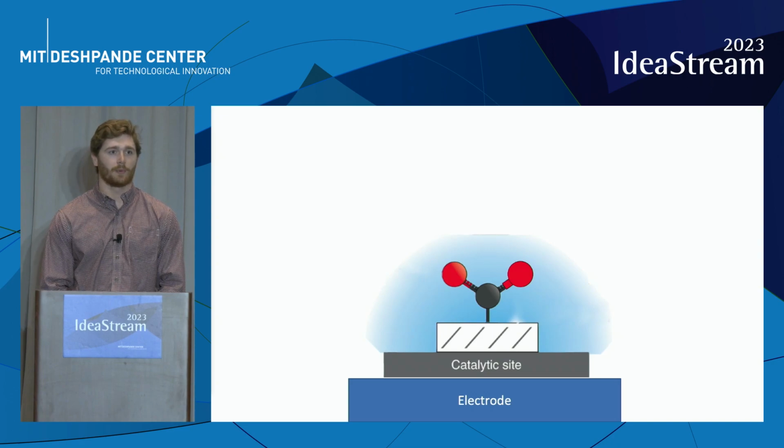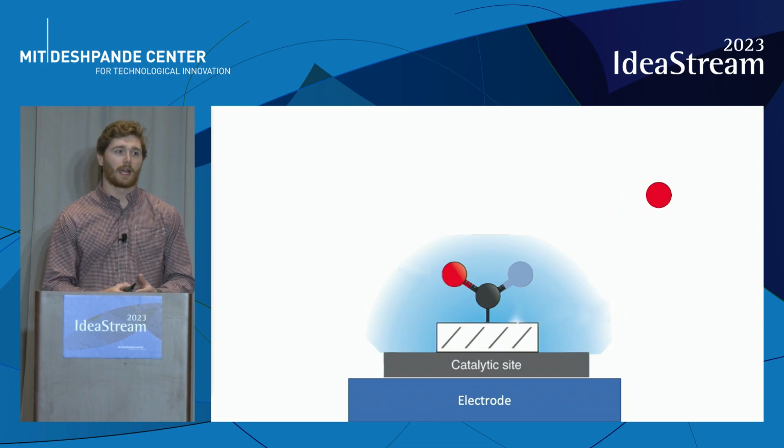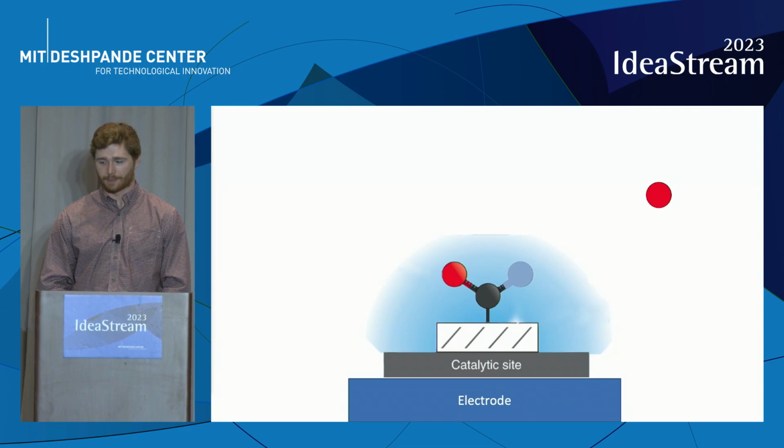So here's a simple model of a carbon dioxide molecule in water trapped at a catalyst site near an electrode in a classic electrochemical system. When we apply voltage to this system, the carbon dioxide bonds are broken, and we're able to proceed with the reactions that give us those products that we want.